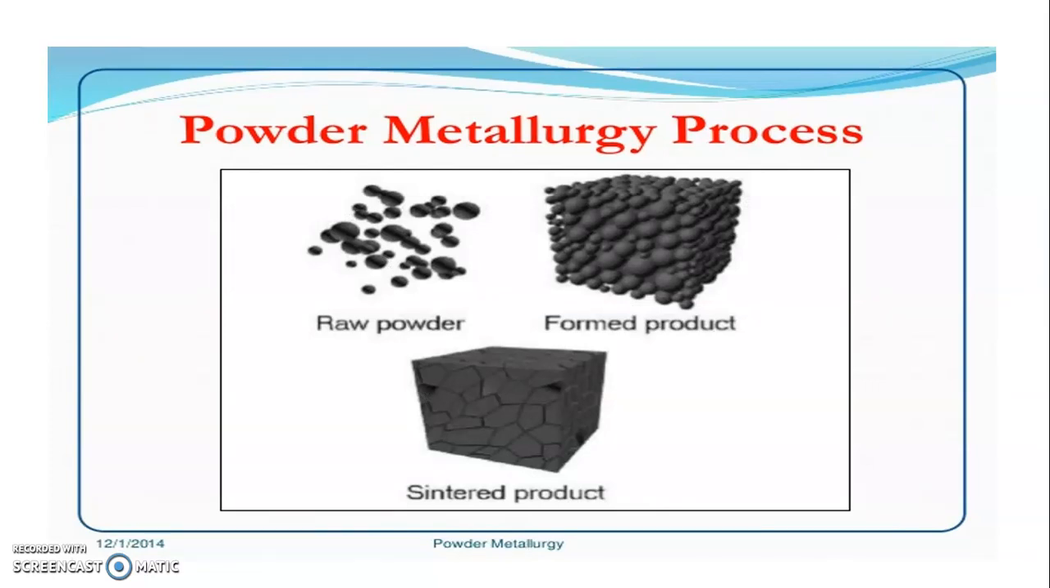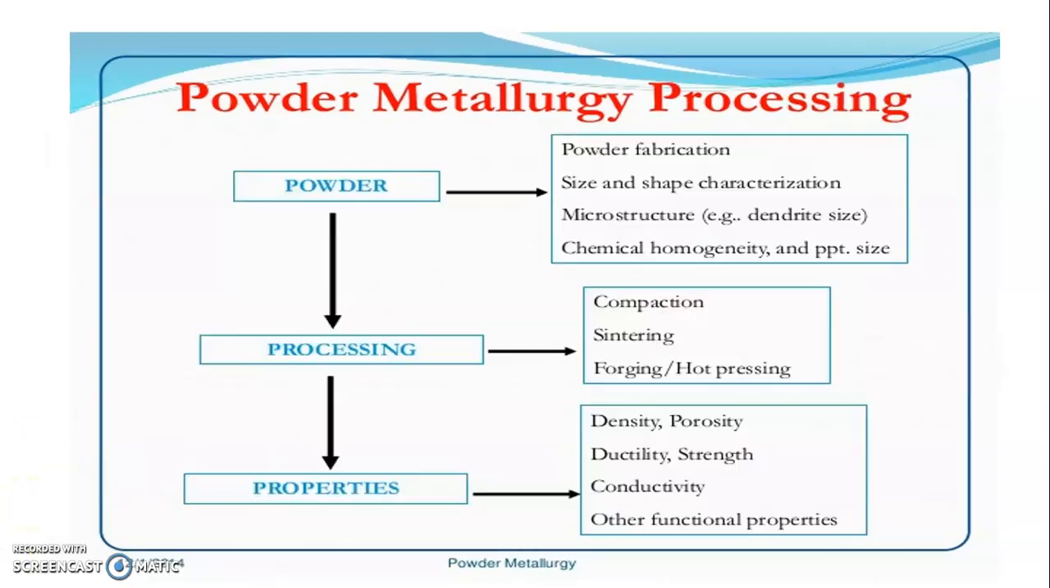Here you can see the raw powder will be taken. After putting the raw powder, the formed product is made. The formed product will be taken down and then taken to the sintering. Here the picture shows the sintered product.